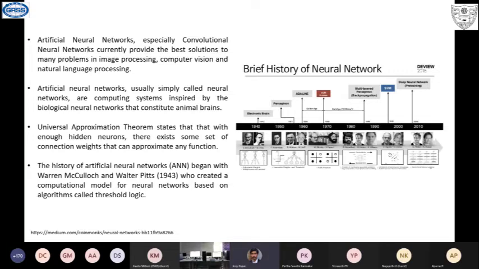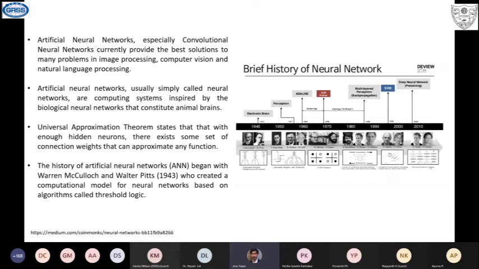So we know that artificial neural networks, especially convolutional neural networks, are the state of the art, or among the most powerful machine learning techniques, right? So convolutional neural networks are currently used in image processing, computer vision, natural language processing, and so on. If you have a large amount of data, and if you want to do supervised learning, then of course your choice will always be convolutional neural network, because convolutional neural network has some advantage over the traditional machine learning algorithms.